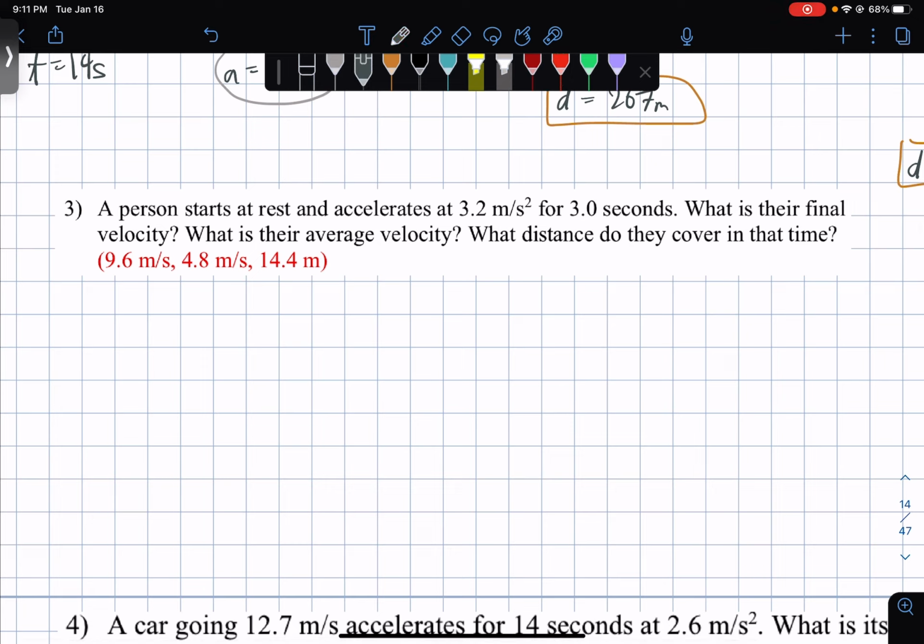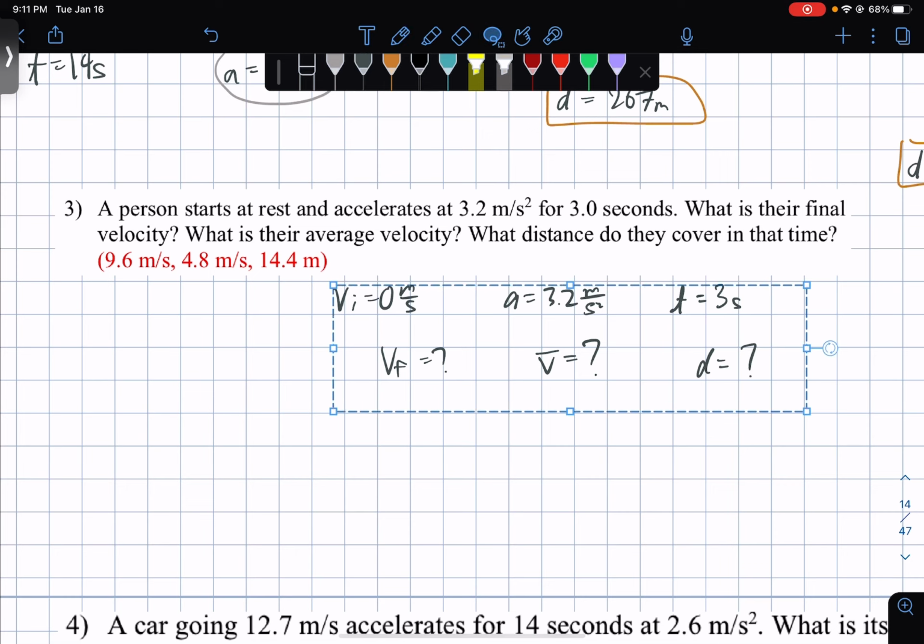A person starts at rest, Vi is 0, and then accelerates at 3.2 meters per second squared for the time of 3 seconds. So Vf is missing. What is the average velocity? And what is the distance that they would cover in that time?